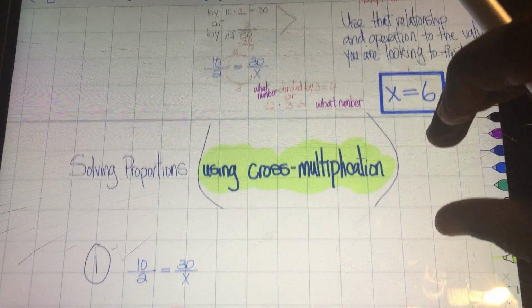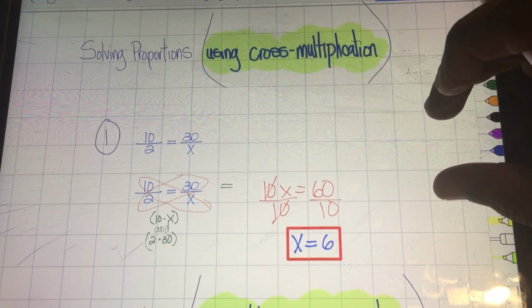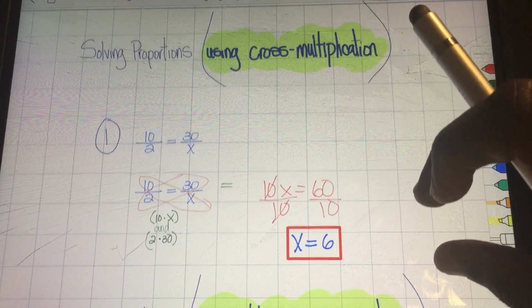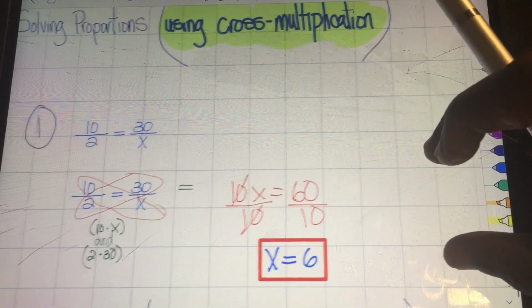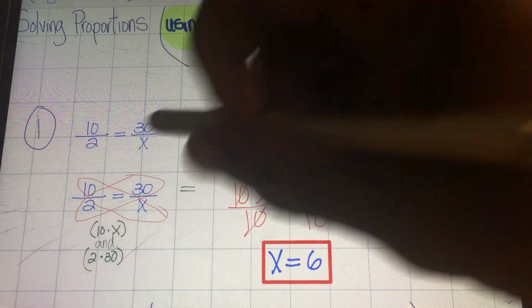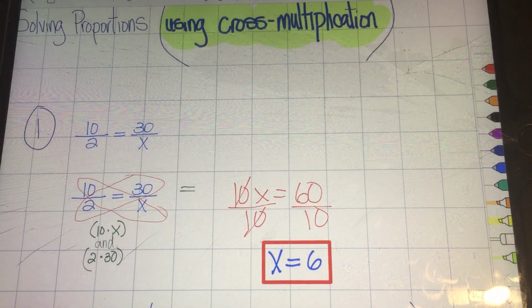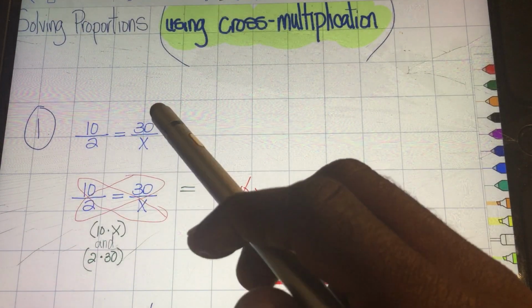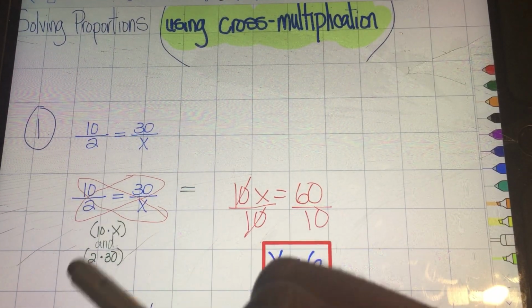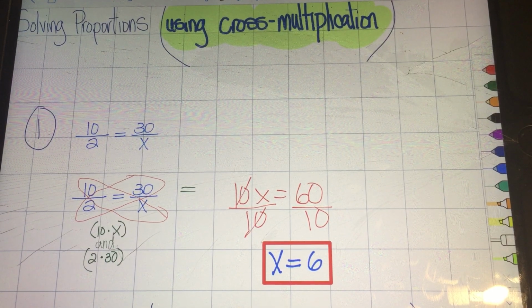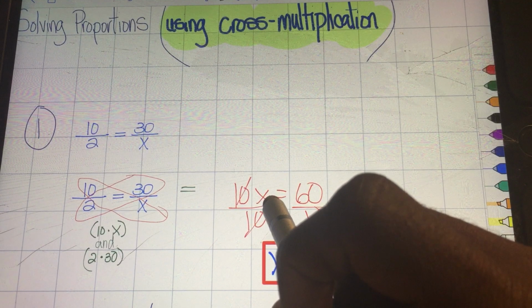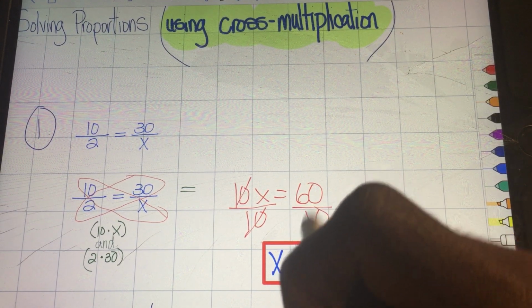Okay, now we're going to use, as we learned in the video as well, cross multiplication to solve our proportion. With cross multiplication, because we know that our ratios are proportional, we're allowed to cross multiply. And so we would take our 2 and multiply it by 30, and take our 10 and multiply it by x. When we cross multiply, we would get an expression of 10x is equal to 60.